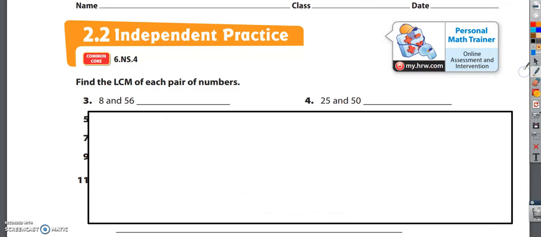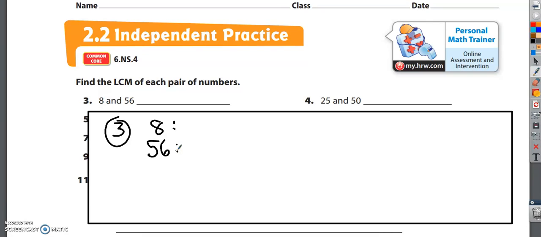The directions say find the LCM of each pair of numbers, and I know that the M in LCM stands for multiple. So if I listed my multiples of 8 and 56, I want to show you why you would not want to list the multiples of 8 first. This kind of goes for when you have a small number like 8 and a large number like 56, don't waste your time listing the multiples of 56 first, and I'll show you why.